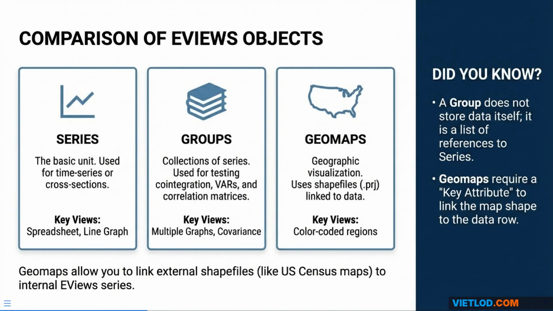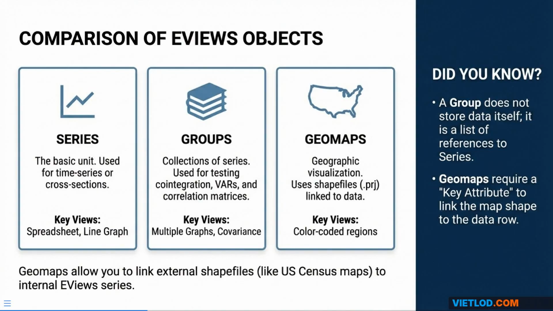The series is the fundamental unit in EViews, the atom of your data. It holds a single column of data, which can be time series or cross-sectional. Its most common views are the spreadsheet and the line graph. A group is essentially a collection of series. It's important to know that a group does not store the data itself. It only holds references to the series. This makes it a powerful tool for multivariate analysis, like testing for co-integration, estimating VARs, vector autoregressions, or examining correlation matrices. Geomaps are specialized for geographic visualization.